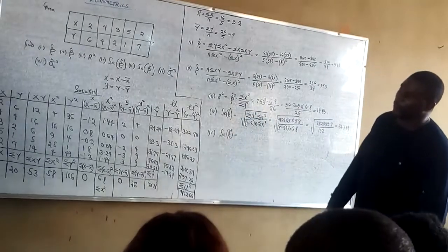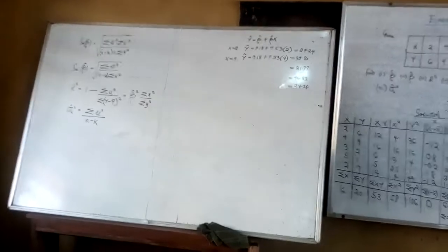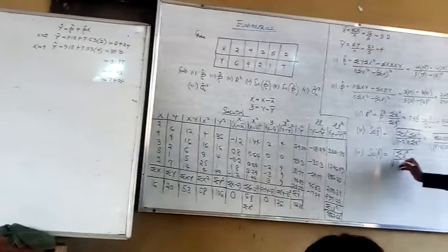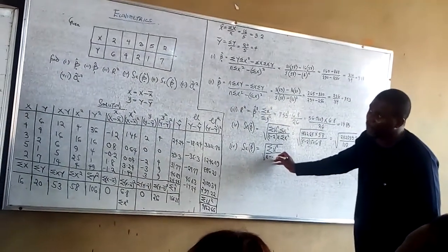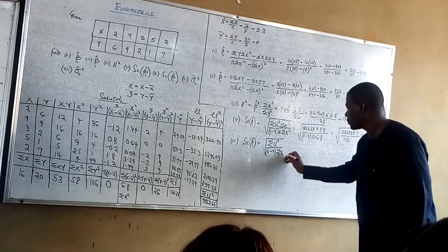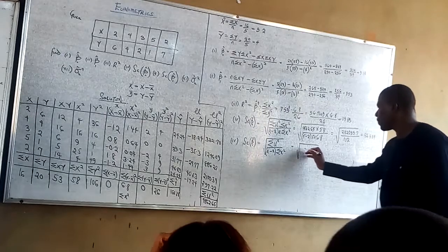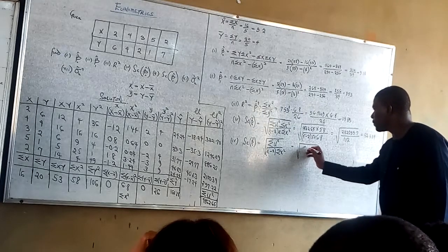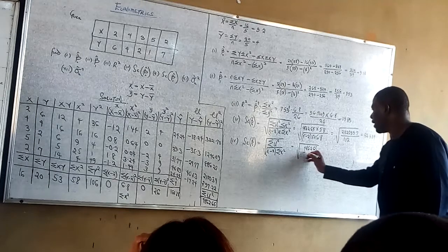Standard error of beta 1. Square root of what? Summation u square over n minus 2, N minus 2, summation x squared. Okay, what's that? Summation u square over 5 minus 2.